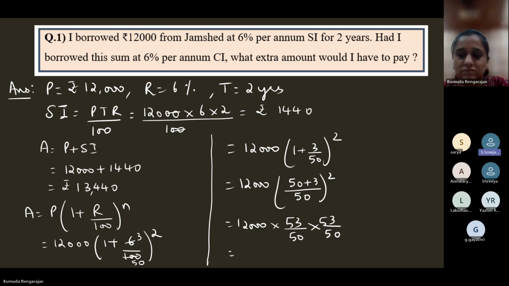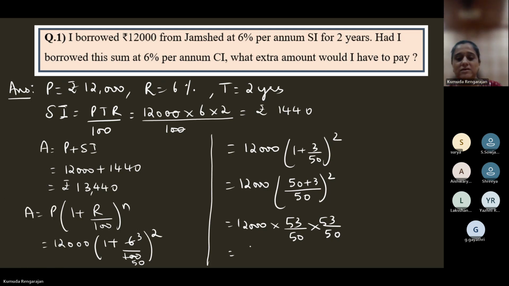Ma'am, I'm getting the answer is 13,483.2, and then the compound interest is 1,483.2. Correct. Yes, ma'am. I'm also getting the same thing. Correct. Yes.